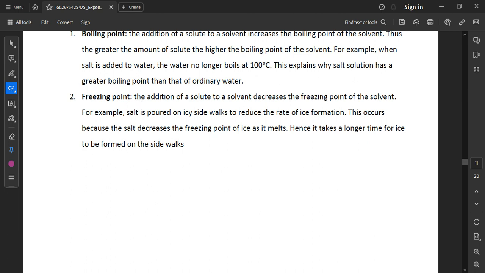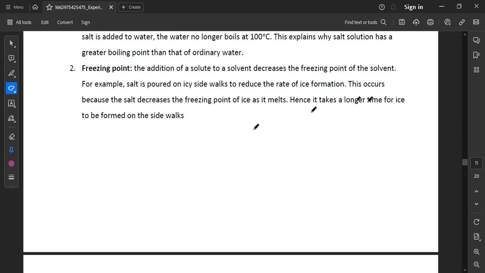Freezing point: the addition of a solute to a solvent decreases the freezing point of the solvent. For example, salt is poured on icy sidewalks to reduce the rate of ice formation. This occurs because the salt decreases the freezing point of water as the ice melts. Hence, it takes a longer time for ice to form on the sidewalks.